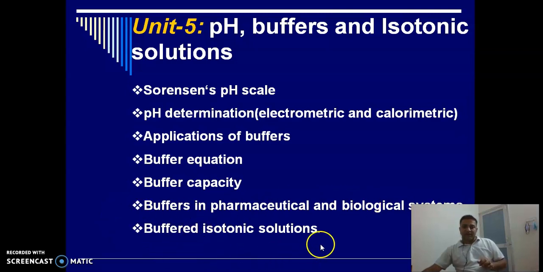Last topic is an important topic, that is buffered isotonic solution. In this we have to study about hypotonic, hypertonic and isotonic solution, and then methods to determine the isotonicity. After that, methods to adjust the isotonicity. So all these topics are included in Unit 5, that is pH, buffer and isotonic solution.